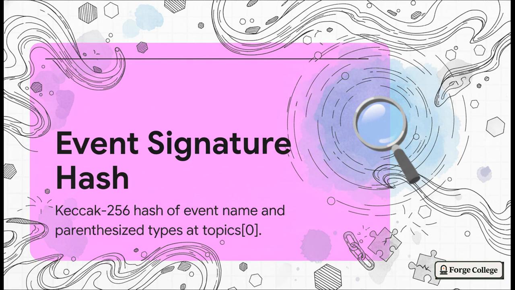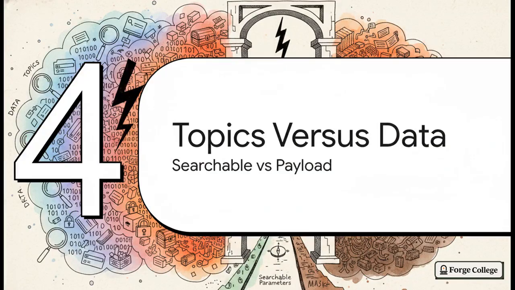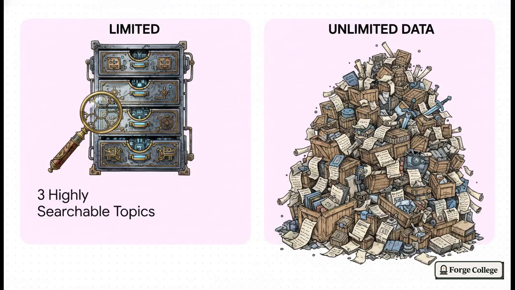Precision here is absolutely non-negotiable. All right, part four, topics versus data. So there is a very strict architectural divide going on here. Indexed parameters, which become our topics, are highly searchable. Off-chain indexers absolutely love them.